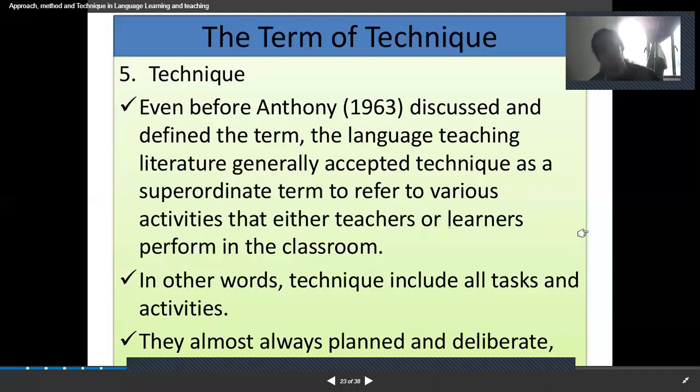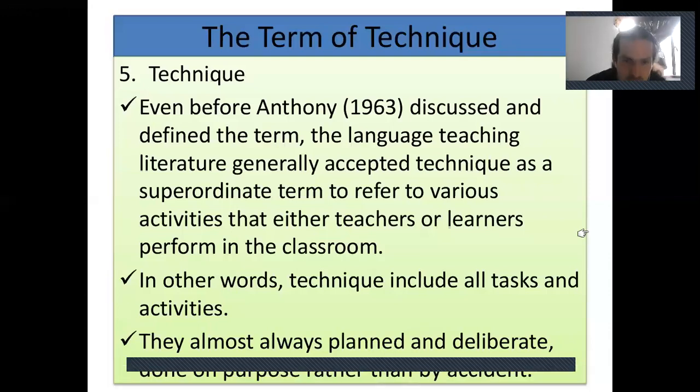So we have also, they are almost always planned and deliberate, done on purpose rather than by accident, right? So that is going to be a technique. So what to take into account in order to create an activity, right? How to design that activity, what are going to be the procedures in that activity. So everything is going to be included. Those issues are going to be included inside the technique.